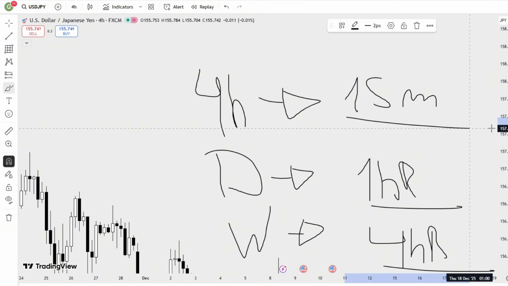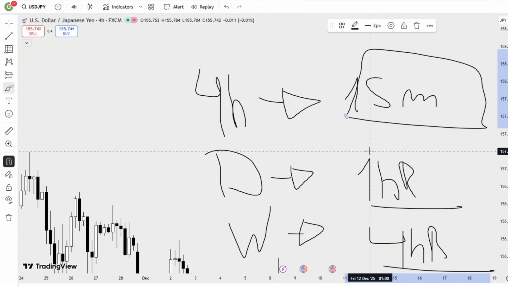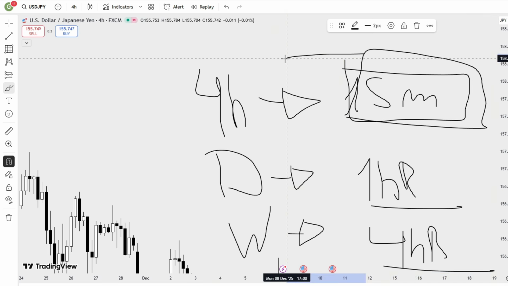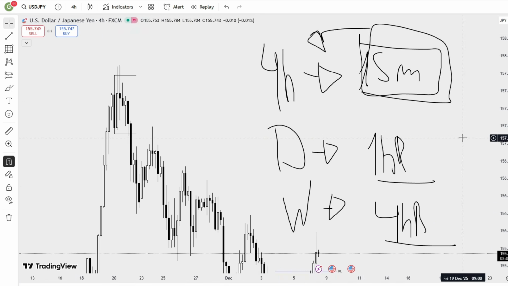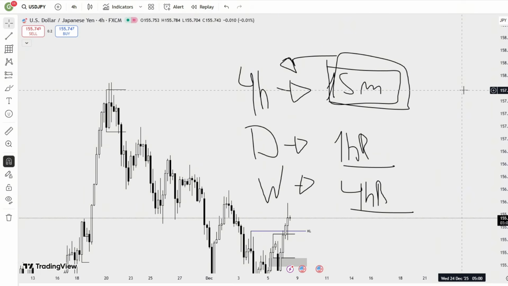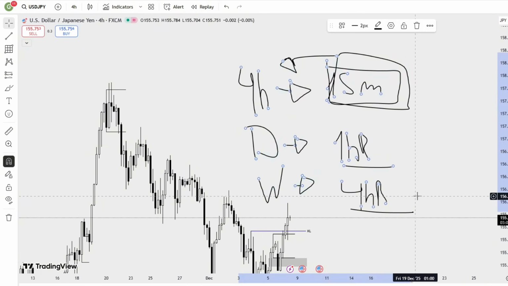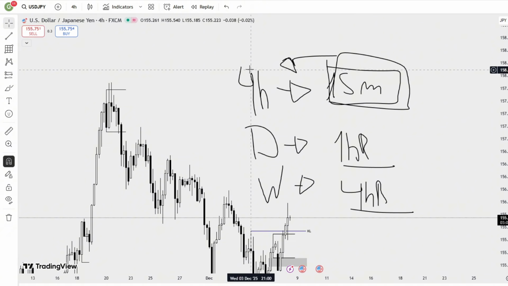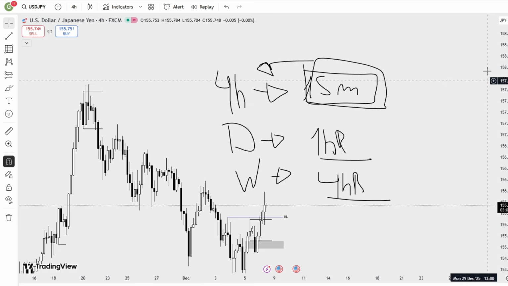You do not go any lower than 15 minutes. 15 minutes is the lowest time frame you go for the 4-hour, and you do not go lower than this. I'm telling you this for your own good and sake. So stick to this model: 4-hour, 15-minute confirmation; daily, 1-hour confirmation; and weekly, 4-hour confirmation.